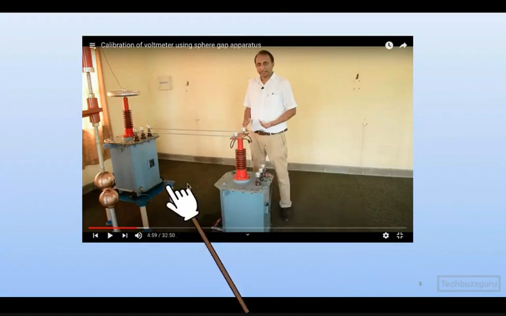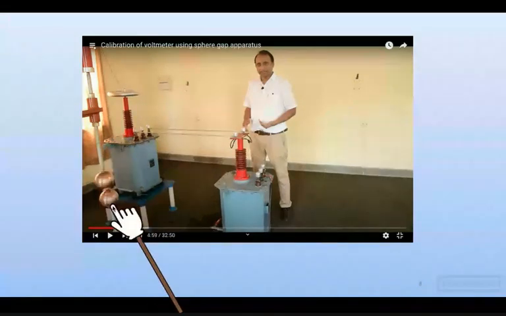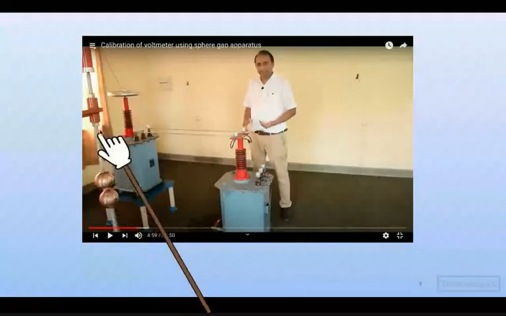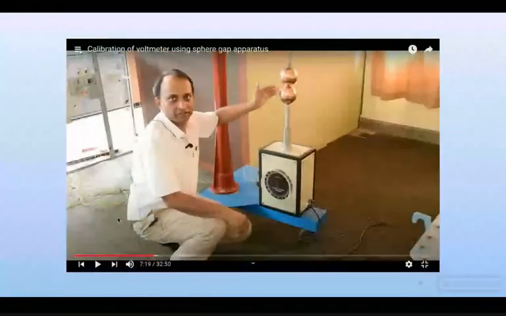Okay, and you can also see here the sphere gap assembly is visible. There are two metallic spheres. They are 10 centimeter in radius, and there is a certain arrangement for mounting them. That is also visible here. Next, this is a closer look at the sphere gap. The spheres are made of copper.